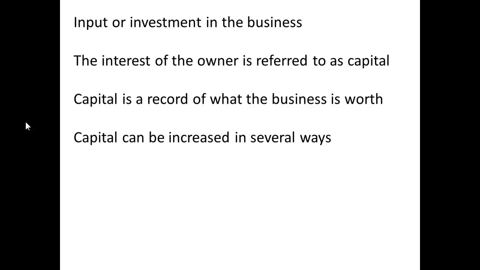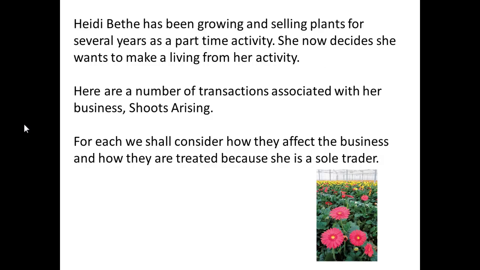The input, or the investment into the business, is given a special name. We call it the capital. So you could say that capital is a record of what the business is worth, particularly when it starts up. And capital can be increased in a number of ways. Let's take a simple example.